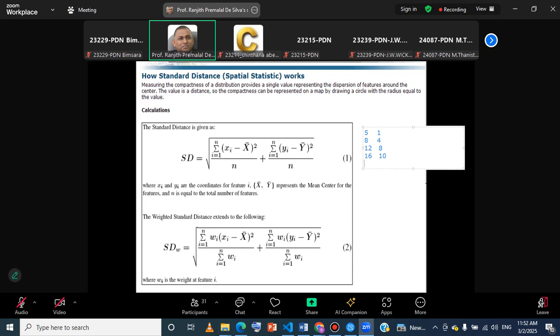and then 20, 12, 24, 16, 30, 18. Can you calculate the standard distance and give me the value very quickly? Do a quick calculation.